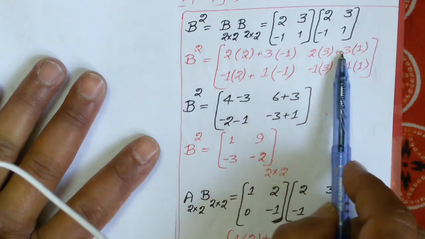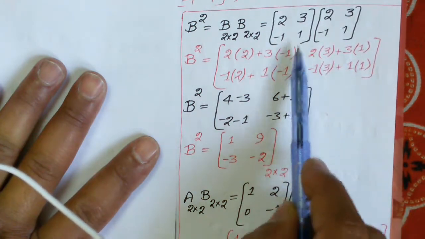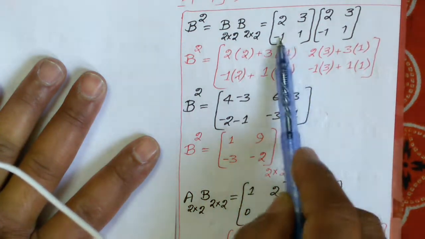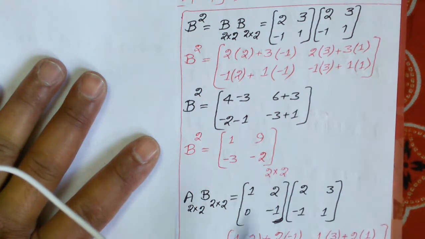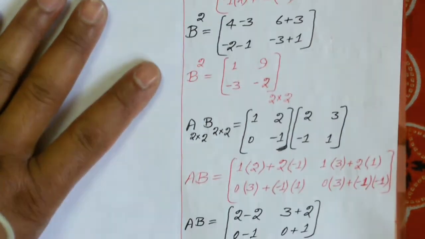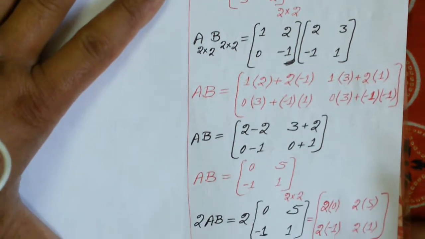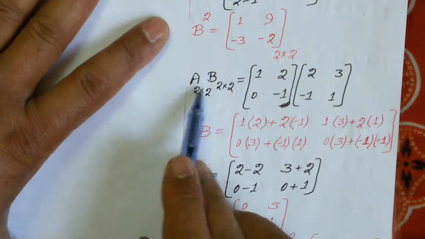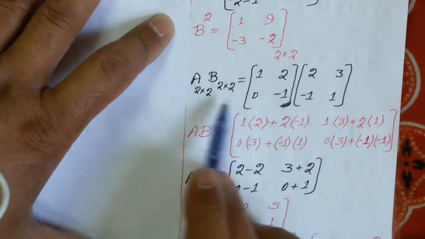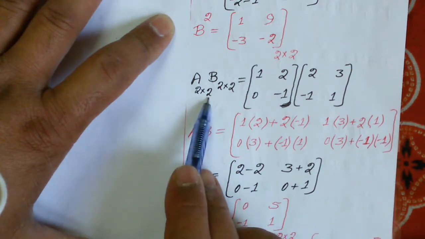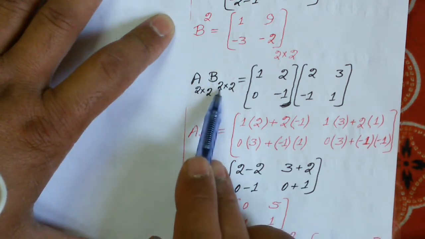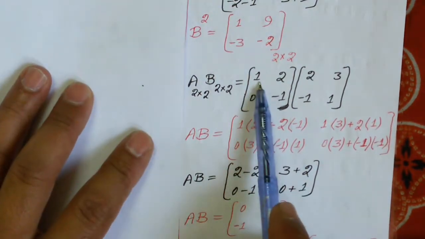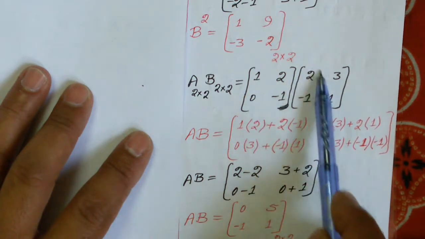Multiply second row with second column. Minus 1 multiplied by 3 plus 1 multiplied by 1. Minus 3 plus 1 equal to minus 2. Row is second, column is second. This is B square. Now multiply the matrix A with the matrix B. The order of A is 2 cross 2 and the order of B is 2 cross 2. The column of the first matrix is equal to the rows of the second matrix. The multiplication is possible.